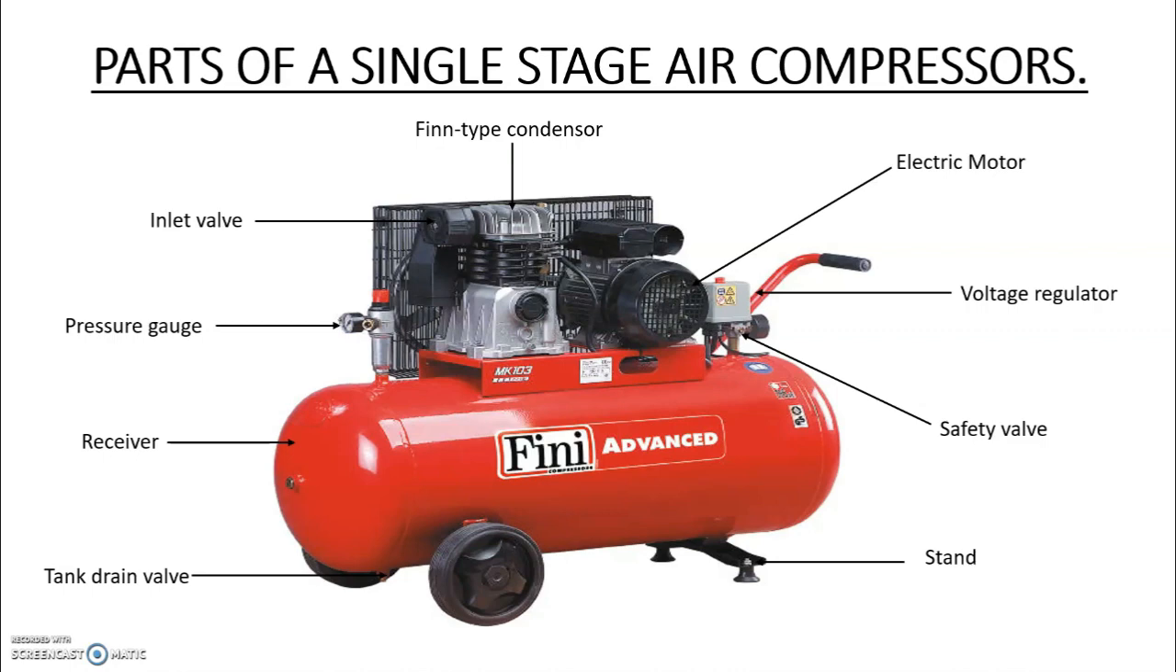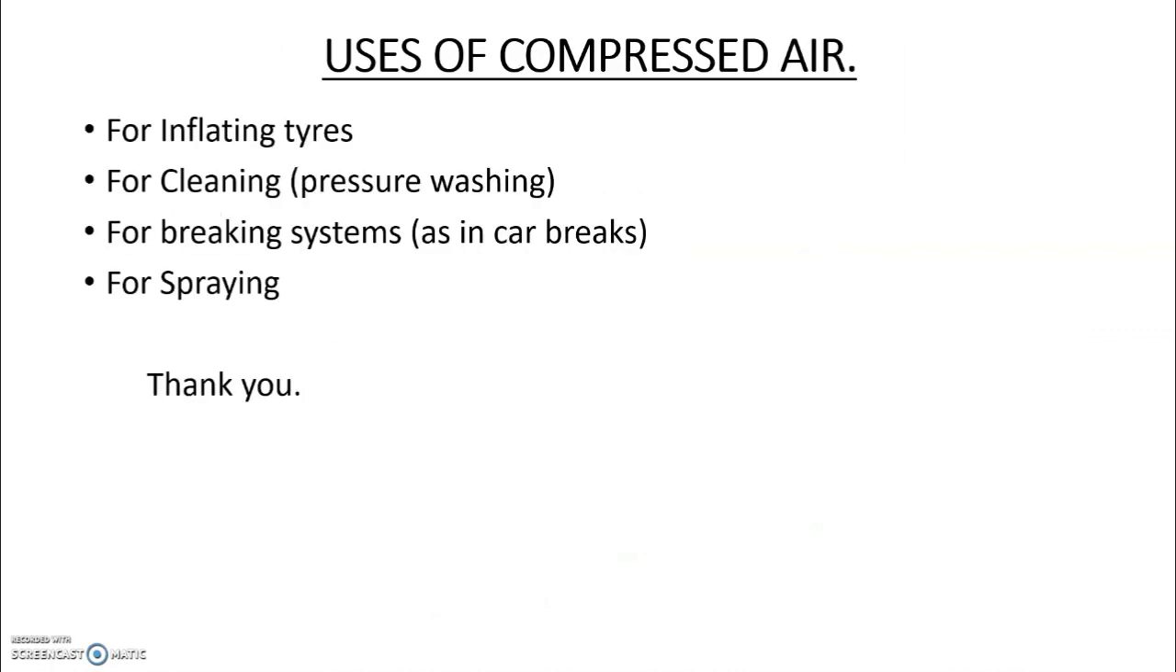So now let's look at some of the uses of compressed air. What we can use the compressed air for. The first use is for inflating tires. Most vulcanizers use the air compressing machine to inflate tires. The second use is for cleaning. Whenever you are pressure washing, those who wash woolen carpets and others use the air compressor to remove the excess filth or dirt inside such material, because it demands a very high pressure to remove dirt from those materials.